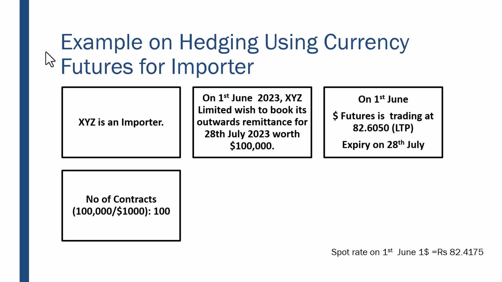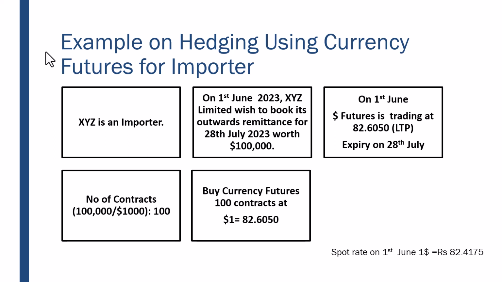Is that okay? Clear? Now, what you are going to do is you are going to buy. If you are an importer, you are going to buy dollars. But if you are an exporter, you are going to sell dollars. If you need dollars, you are going to buy it. You are an importer, you have to give it to someone. You are a supplier, so you are going to buy it. Simple. Okay.